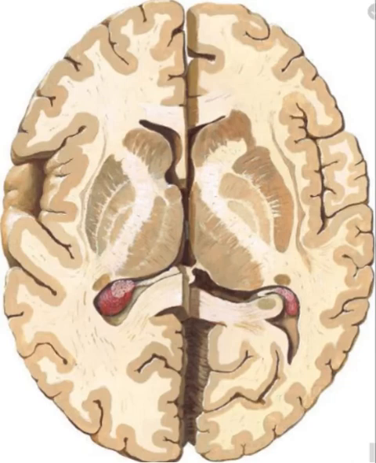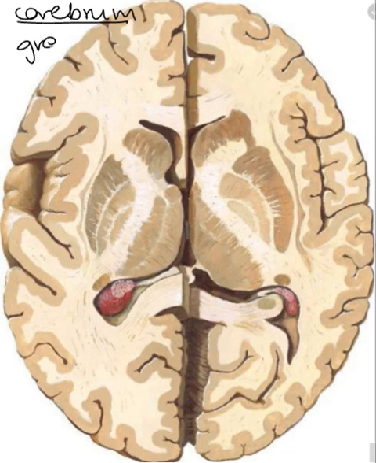Now I want to talk today about the central nervous system. And in the central nervous system, we are going to talk about the cerebrum. And in the cerebrum, we are going to differentiate between the gray and white matter.